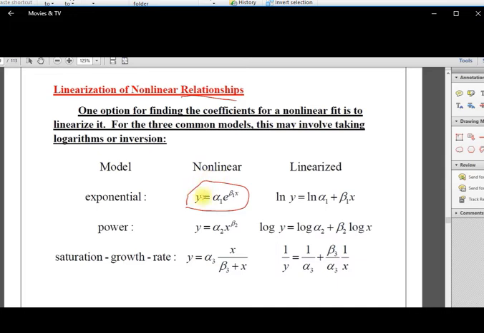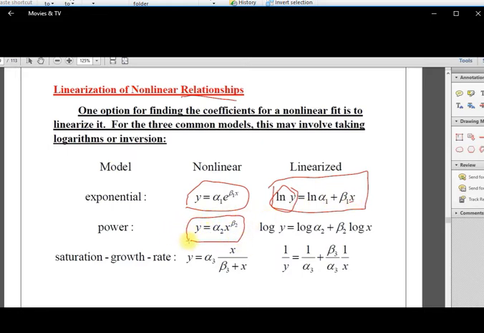How? When we take ln, log, on both sides, this becomes this. So now your new y becomes this. Create new y, which is ln y, and then plot this y versus x. You get a linear line, and you can proceed as you would for linear modeling. So get the A0 and A1 in the same way. Same, we have the power model here.